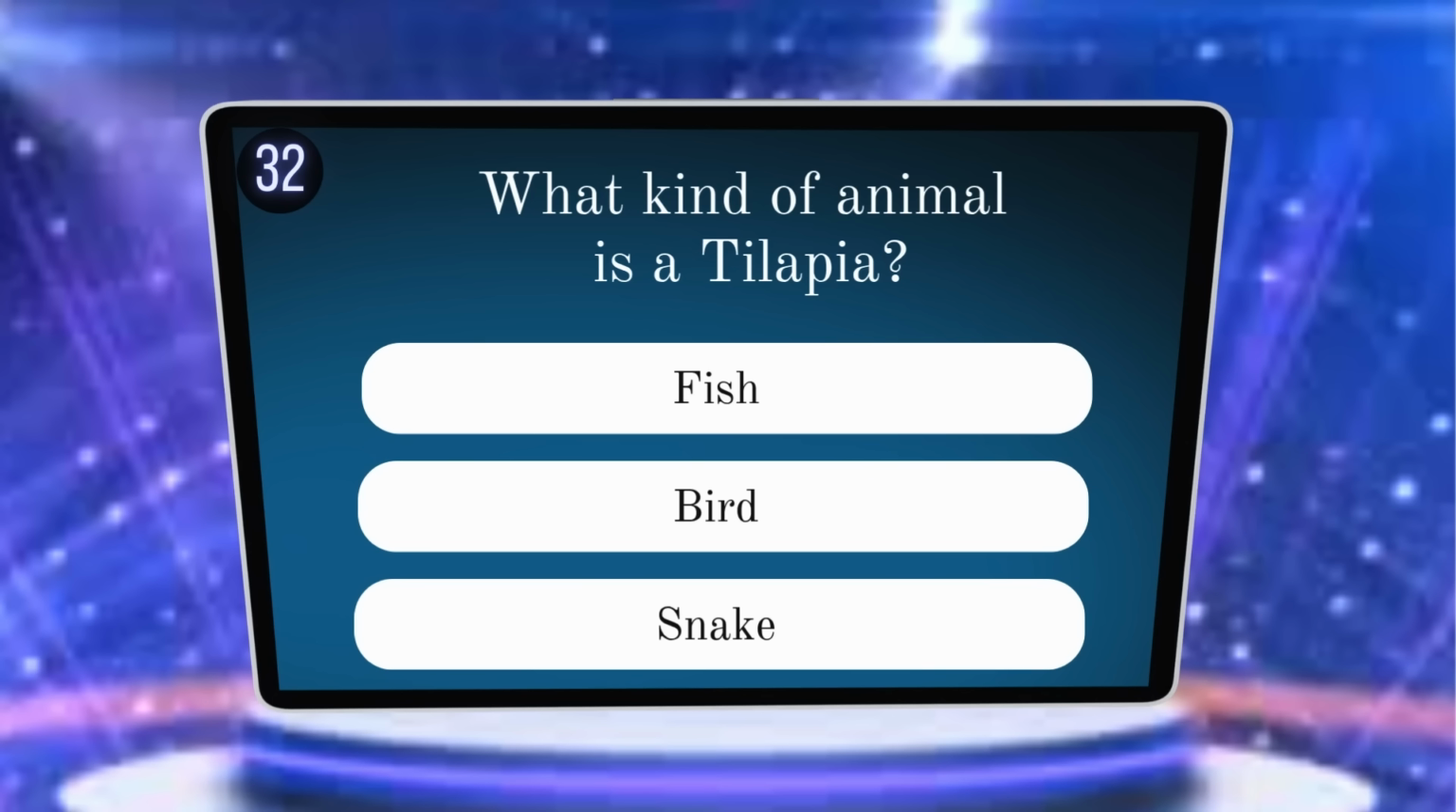Is it a fish, a bird or a snake? It is a fish. What type of food is pumpernickel? Cheese, sausage or bread? It is a bread. According to mythology, what fed on Prometheus's liver daily? A lion, eagle or wolf?